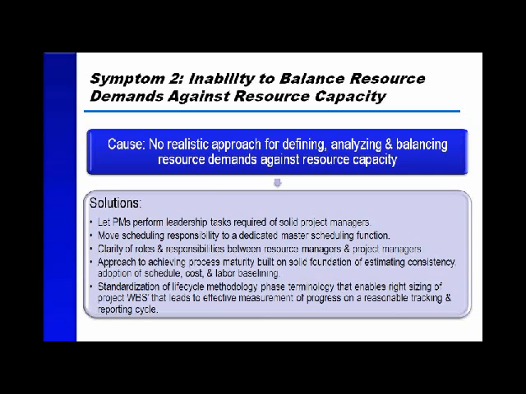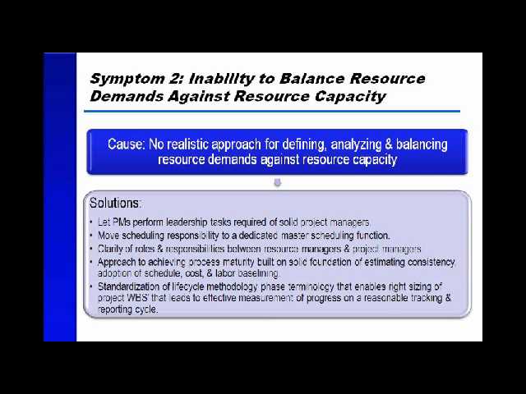A big one we see is the approach that's taken by the organization to achieve project management maturity really being built on a solid foundation of estimating accuracy, adoption of schedule costs, and labor baselining. Let me break down that mouthful just for a second. In order to have a balanced resource demand against resource capacity, there's really a lot of fundamental assumptions that go into what's required to do that well.